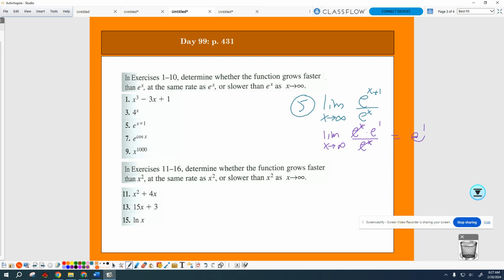So is it top heavy, bottom heavy, or are they going to infinity at the same rate? Same rate.